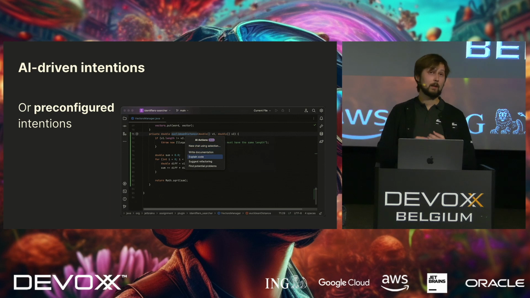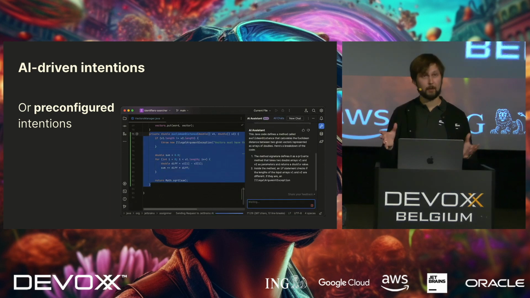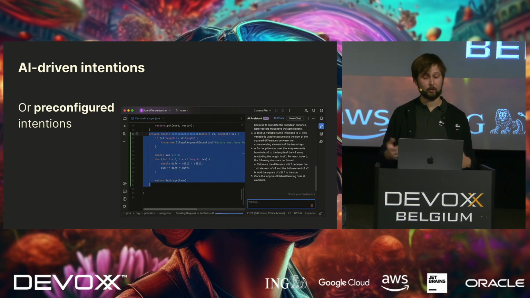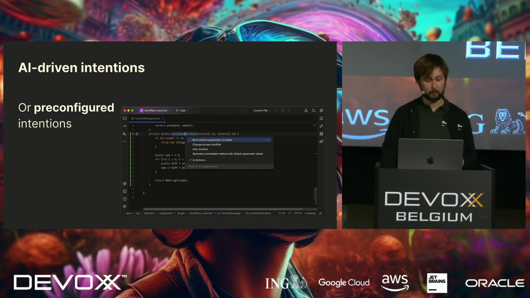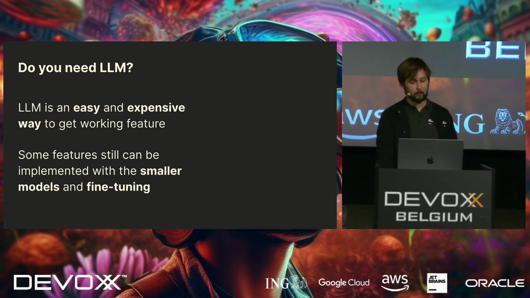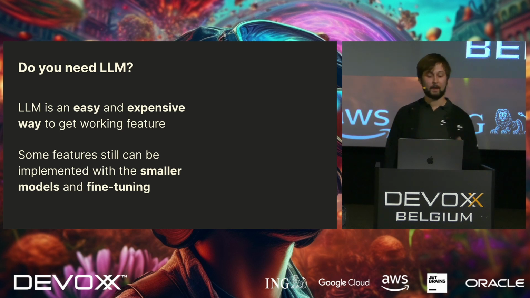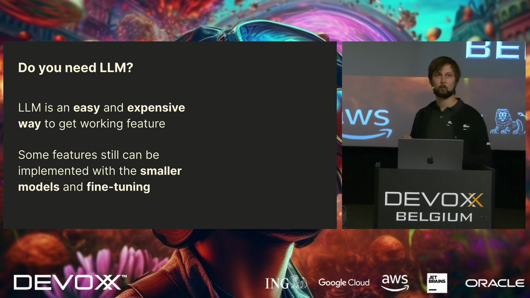Yeah, so it's pretty easy to implement something with large language models. It would be working out of the box, pretty nice. But the last question is whether you need large language models in general. Large language models nowadays are very easy. They would be working out of the box, but it is a very expensive way to get a working feature.